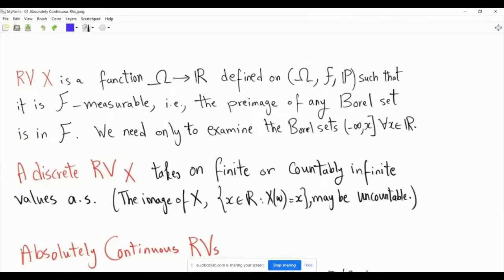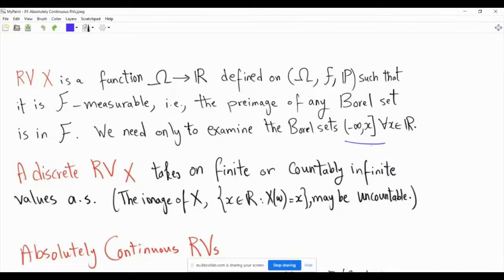Now, there is a very useful theorem that we are using here: you do not really need to investigate every Borel set. What you need to investigate are basically those specific Borel sets in the form of the infinite intervals from minus infinity to x, small x included, where small x is a real number.